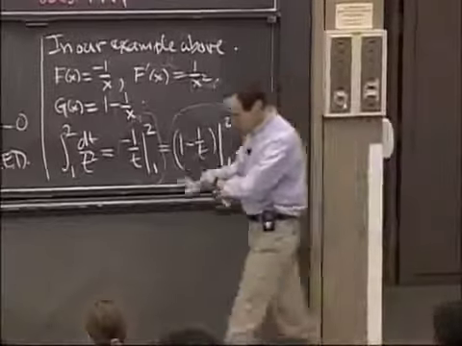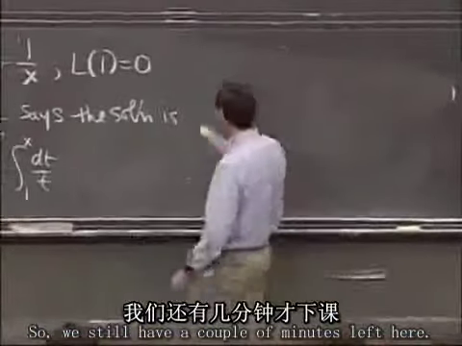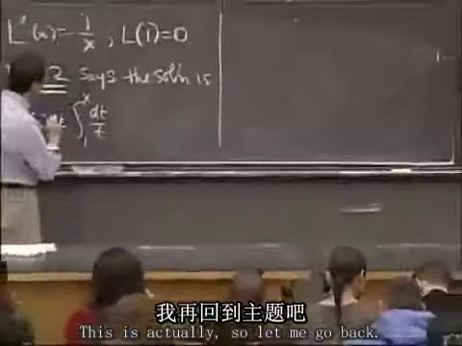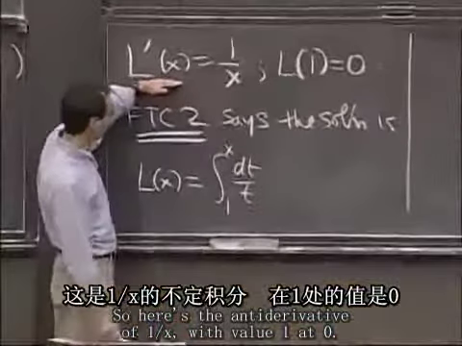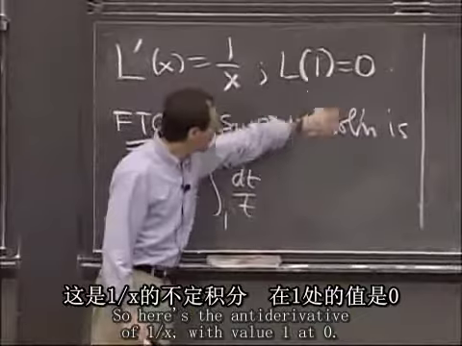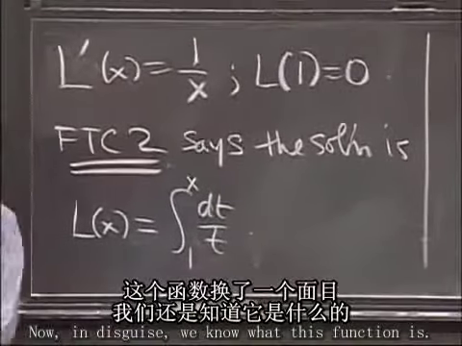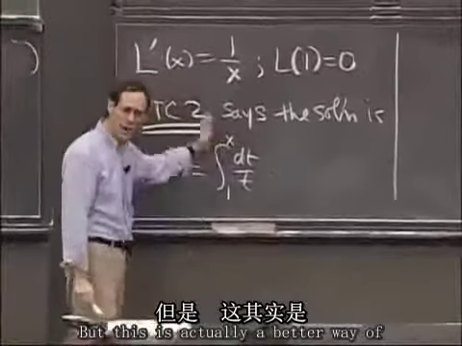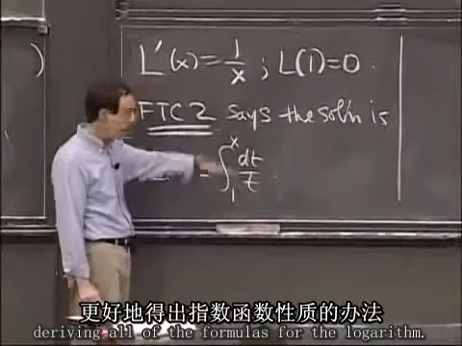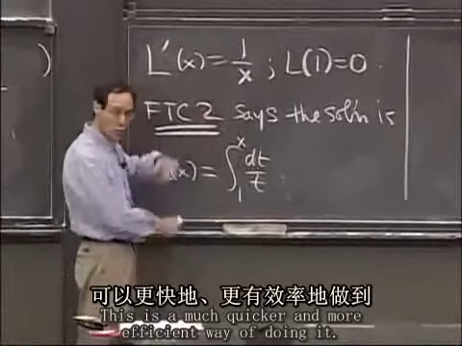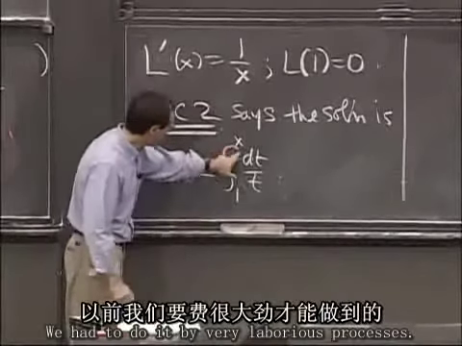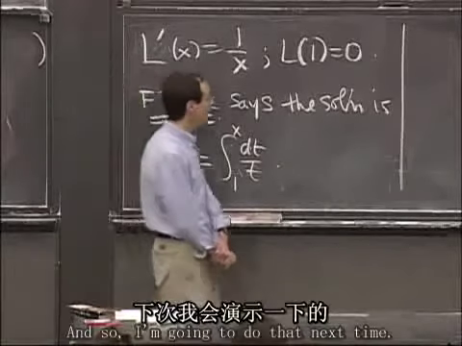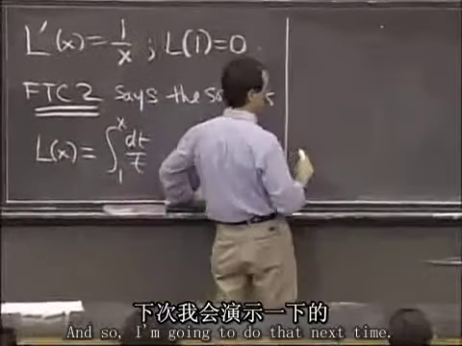All right? So we still have a couple of minutes left here. Let me go back. So here's the antiderivative of 1 over x with value 1 at 0. Now, in disguise, we know what this function is. We know this function is the logarithm function. But this is actually a better way of deriving all of the formulas for the logarithm. This is a much quicker and more efficient way of doing it. We had to do it by very laborious processes. This will allow us to do it very easily. And so I'm going to do that next time.